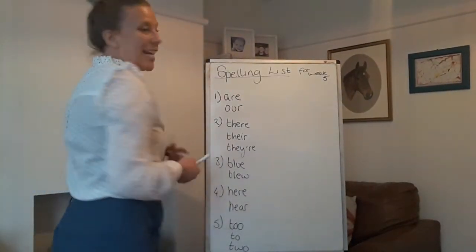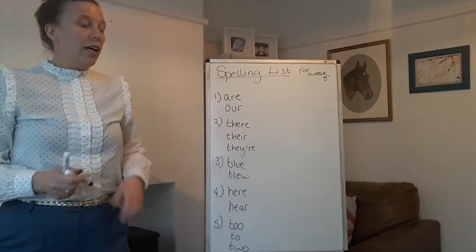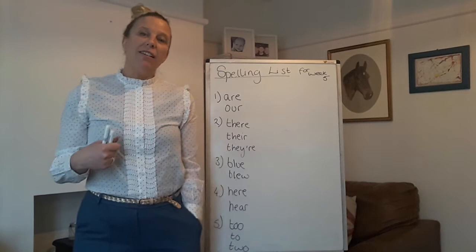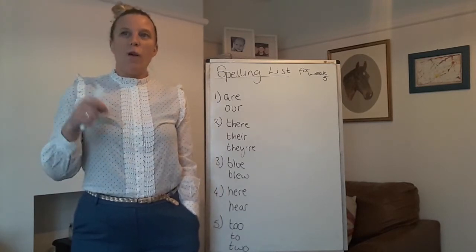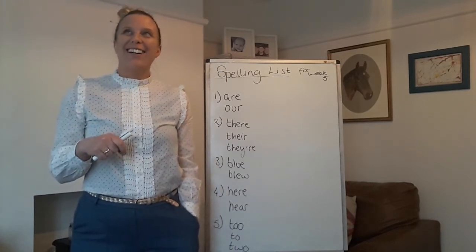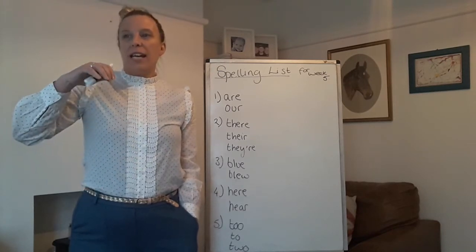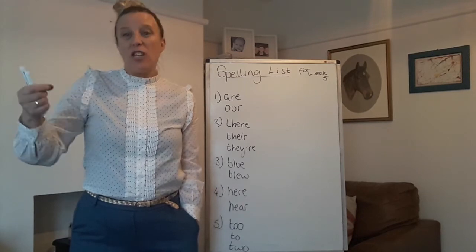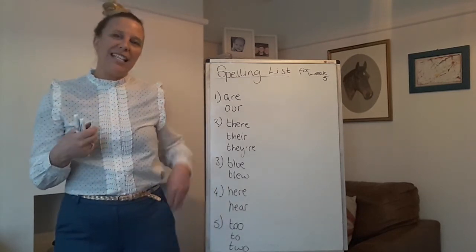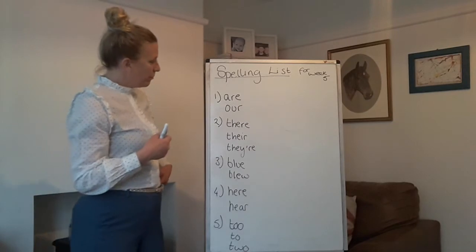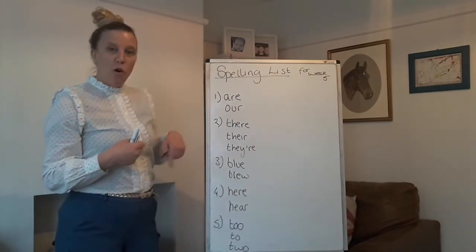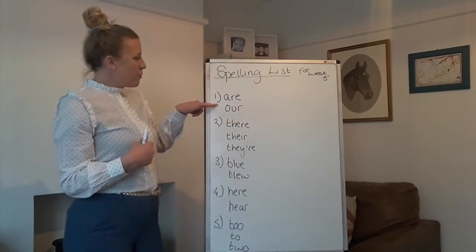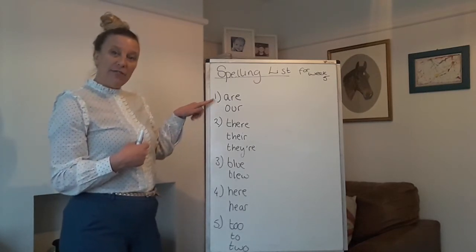Okay, so we're going to be looking now at your spellings for next week. They're not that difficult to spell, but it's knowing which one, what the meaning is of each one, that's more difficult. Okay, so these are our homophones. I've got some more, but these are the first 5 sets of homophones. These words sound the same, but they're spelt differently and have different meanings.